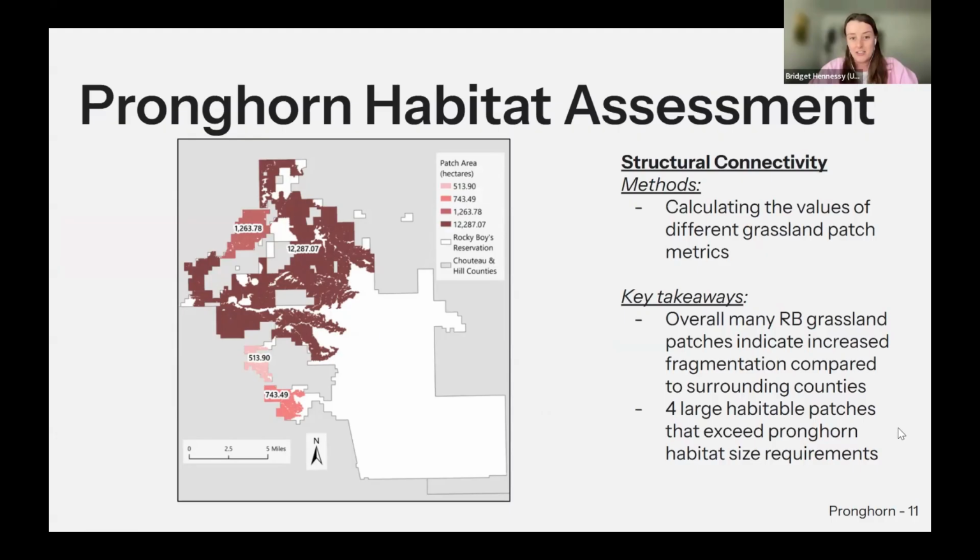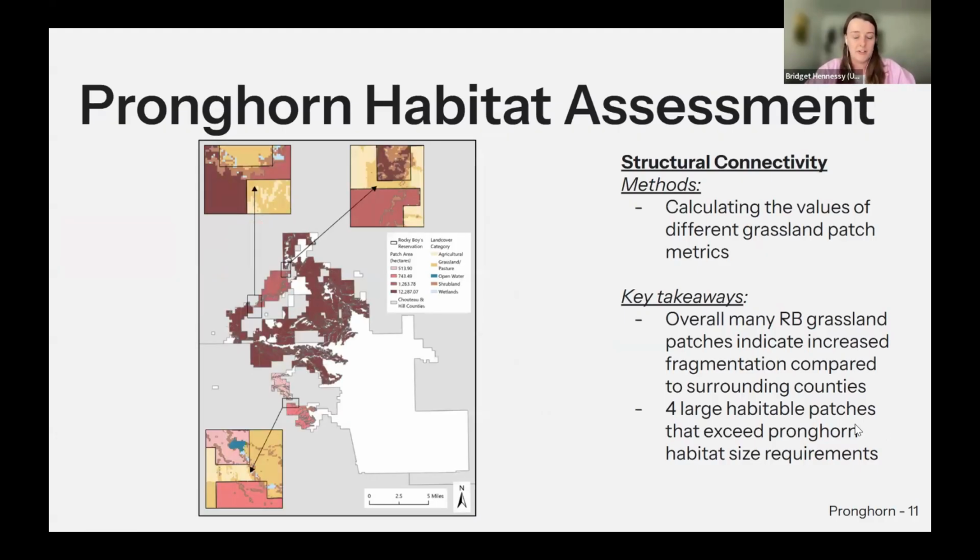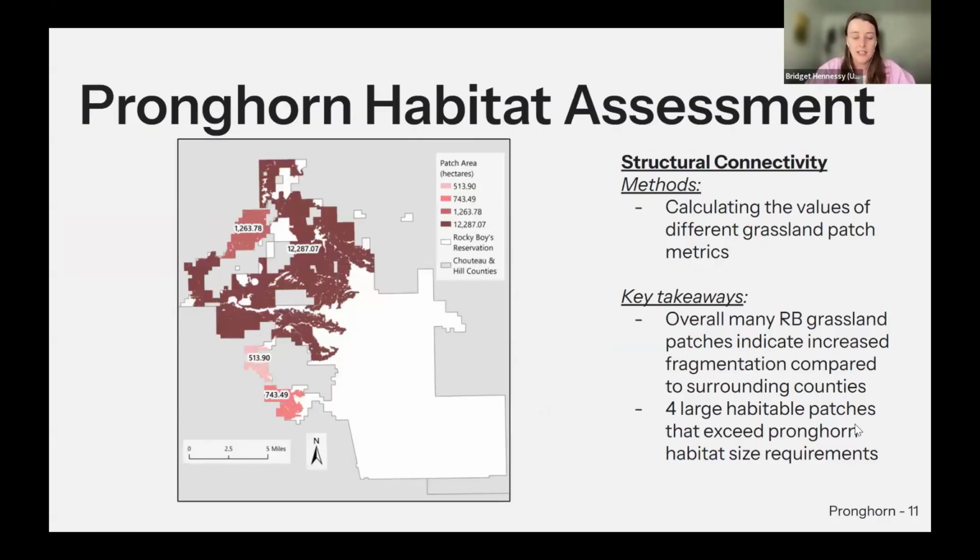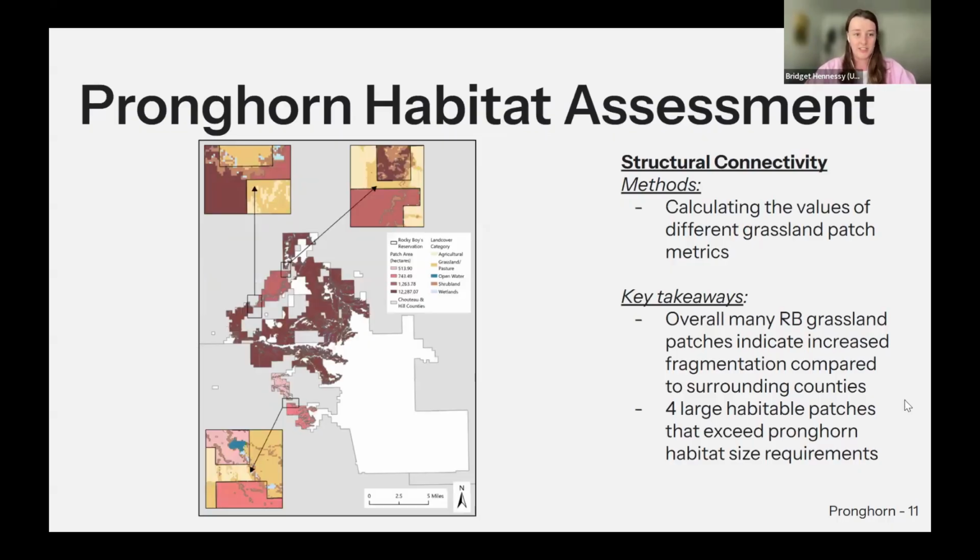However, there are some limitations to our study. Our findings could be due to the overall complex shape of Rocky Boy. We used geographical boundaries to split up the 3 study areas of the reservation and the 2 counties. And these boundaries might not actually be true on the ground for the pronghorn. So we may have been artificially dividing grassland patches that are contiguous in the eyes of the animal. So this next figure is an example of patches that are connected to each other through grassland in the surrounding counties without these kind of territorial boundaries imposed.